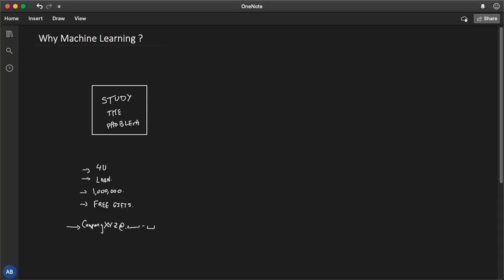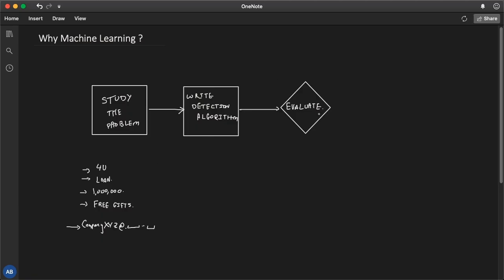Then once you understood the problem, which takes a lot of time, a lot of resources and a lot of hard work, it's not easy, you would want to write a detection algorithm. So you're writing some rules, and your program would flag emails as spam if a number of these patterns are detected. Then you would test your program. You would evaluate it, and based on the evaluation, you would take some decisions on this program that you wrote.